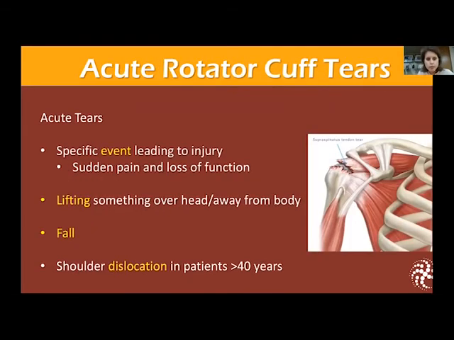So for acute tears, usually there's an event, you either fall or you're lifting something heavy and suddenly you feel a pop. In patients over the age of 40, if you have a shoulder dislocation, a lot of times we're concerned for an acute rotator cuff tear. So I tend to be more aggressive with those, and I get an MRI right away. That injury is usually associated with sudden pain and loss of function where you really can't lift your arm. And that's when I start to worry about a rotator cuff tear.